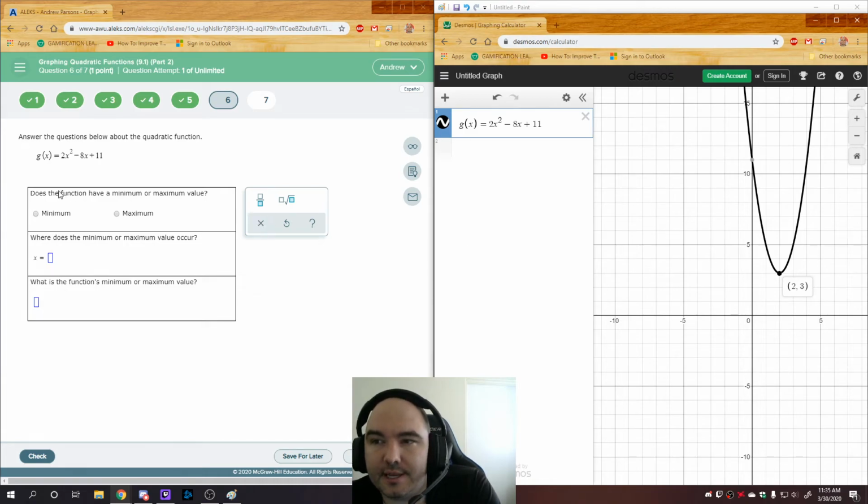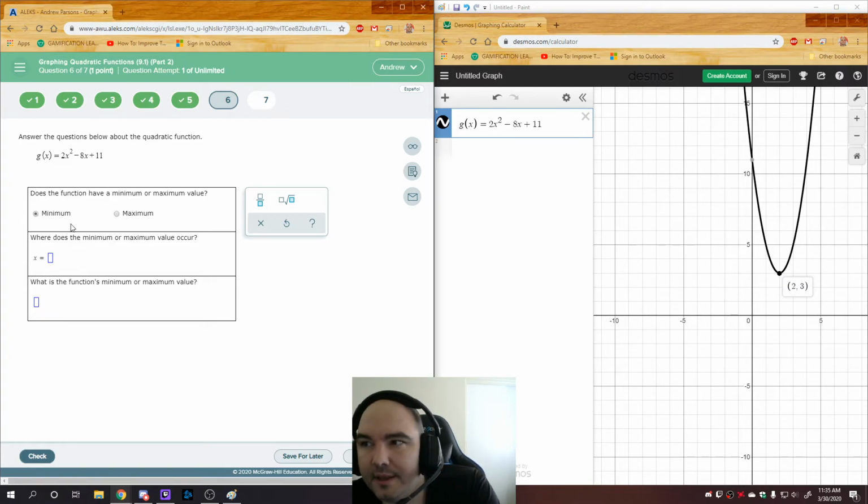So number 1, does this have a minimum or maximum? Well, if you look at the graph, there's a bottom point. That is called a minimum. Also, if you look at the equation, it had a positive number up front, which follows along with what I said before. A positive number means a minimum. Okay, the next step is, where does this maximum or minimum occur? This was the third box on the previous problem, but here it's the second box. They do switch the order up, so be aware of that. Where does it occur? It's the x value of the vertex, too. Simple. What is the maximum or minimum value? That's the y value of the vertex, 3.